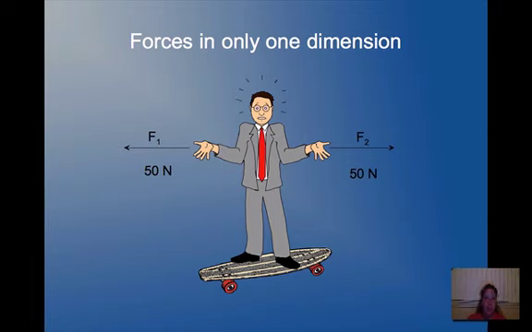50 minus 50. Excellent. Or maybe instead of 50 newtons and 50, we have 50 newtons and 10. Now the net force would be to the left, or his right, our left as we look at it, with a force of 40 newtons. So 50 minus 10, we could draw that out. Again, that's the net force. That's a little bit easier because it's only in one dimension.